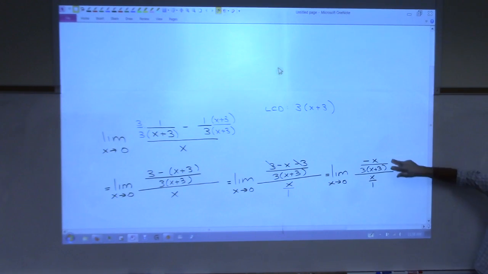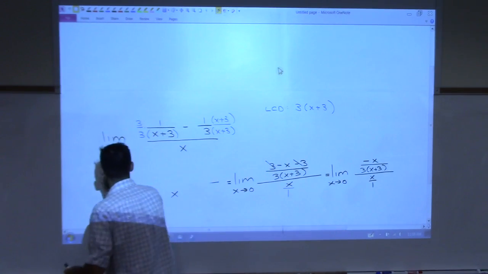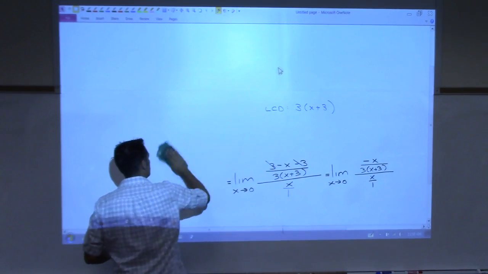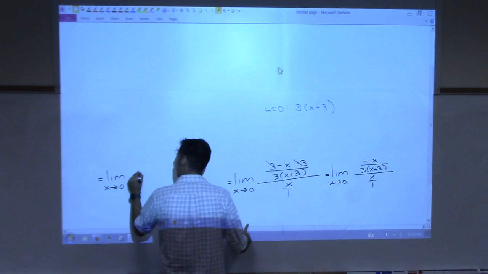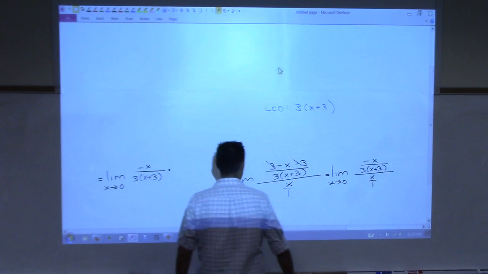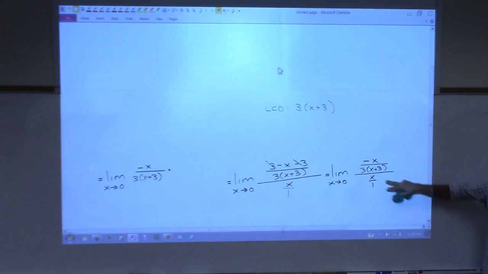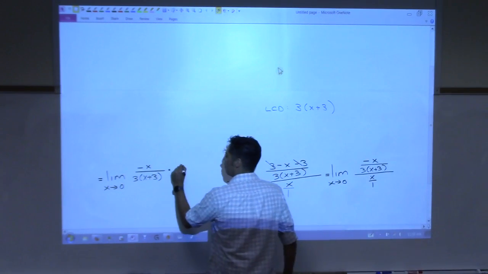No? A fraction divided by a fraction is equivalent to a fraction times the reciprocal, right? So instead of having x over 1 on the bottom, I'm going to rewrite this over here. And am I going to continue to write the limit? Yeah, I'm going to continue to write the limit. Limit x goes to 0. I'm going to write it as negative x over 3 times x plus 3 times what? 1 over x. So I'm basically flipping it and it's coming up. That's why I think it's important for you to write this as x over 1, so you can see the fraction getting flipped. 1 over x.